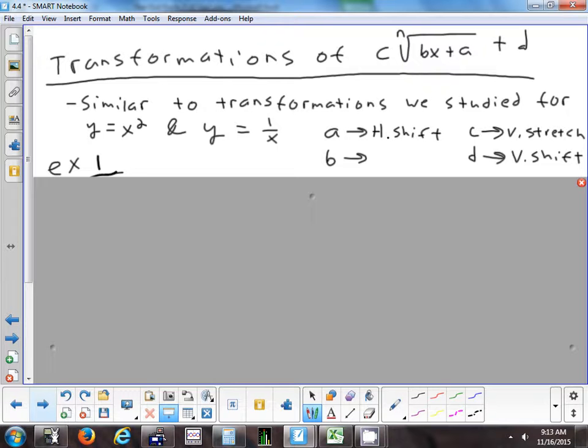So what does that leave for B? Could be, if B was negative. If C was negative, that could also cause a reflection. What's the only one missing here?